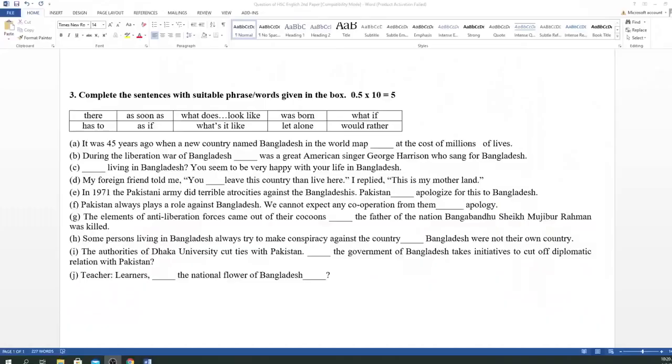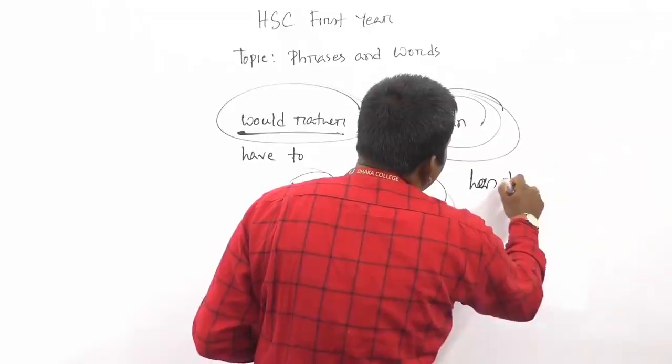Next one. In 1971, the Pakistani army did terrible atrocities against the Bangladeshis. Pakistanis dash apologize for this to Bangladesh. What should be the answer to this one? Okay, what should be the answer of this one, dear students? Yes, now you are correct. Now you are correct. It should be has to.